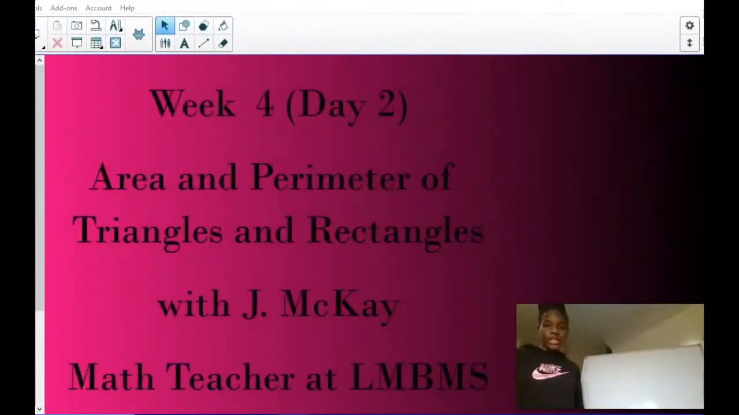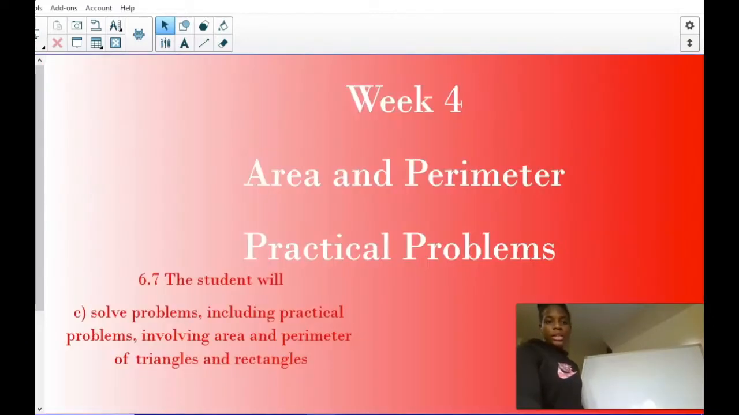This week we are continuing on with SOL 6.7. Our focus is on area and perimeter of triangles and rectangles. Yesterday we focused on triangles. Today we will put more emphasis on rectangles and squares. The SOL objective for today is the students will solve problems including practical problems involving area and perimeter of triangles.